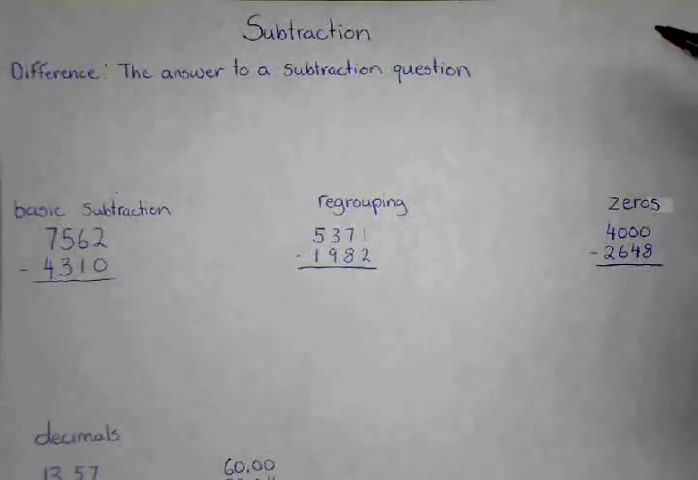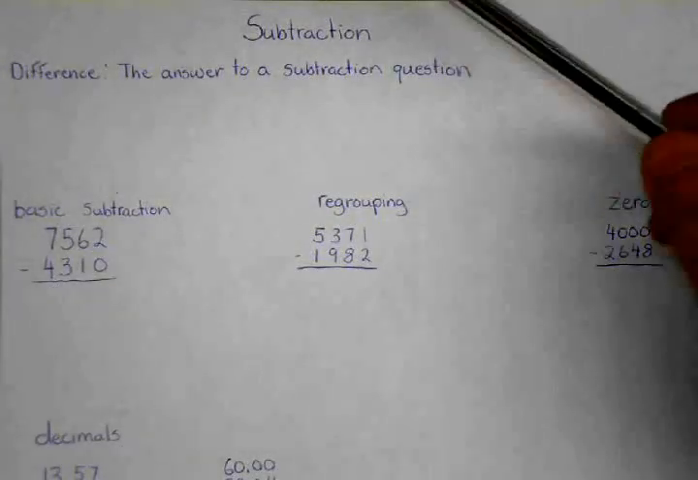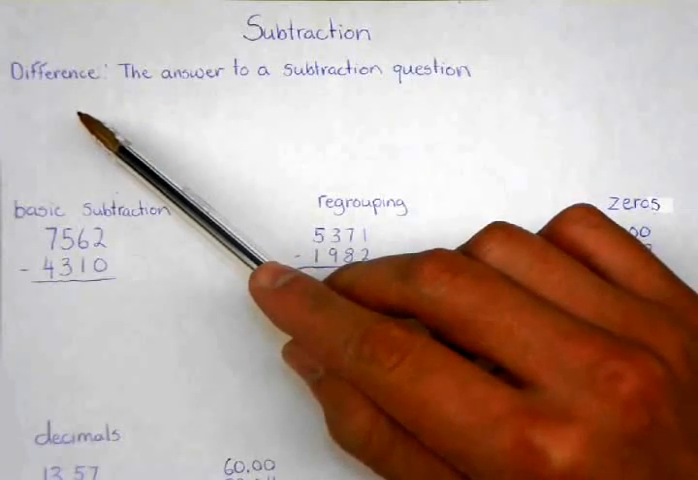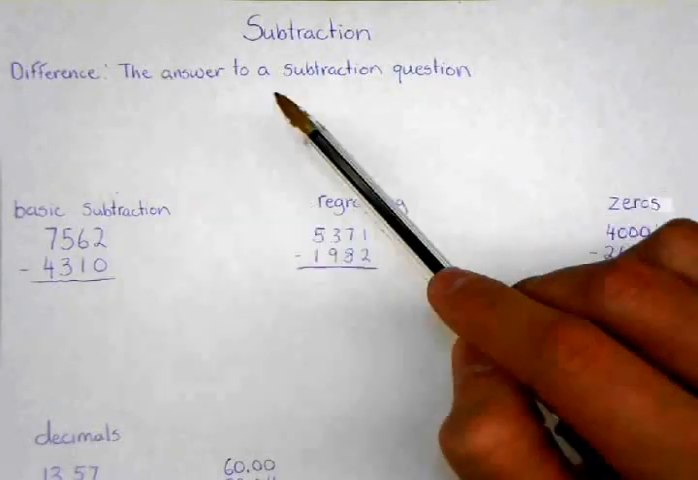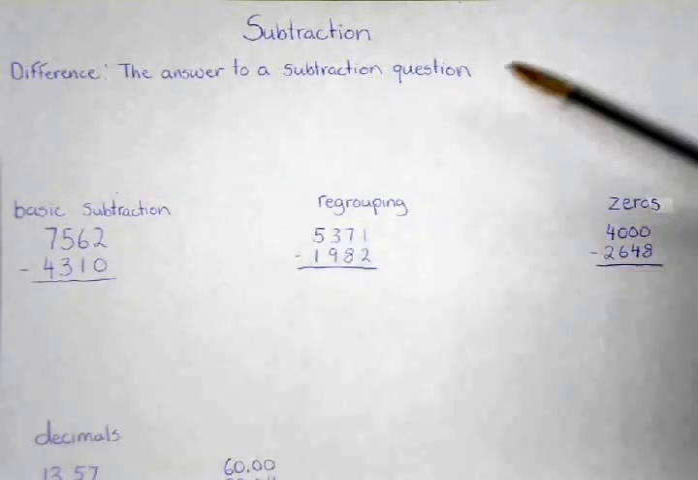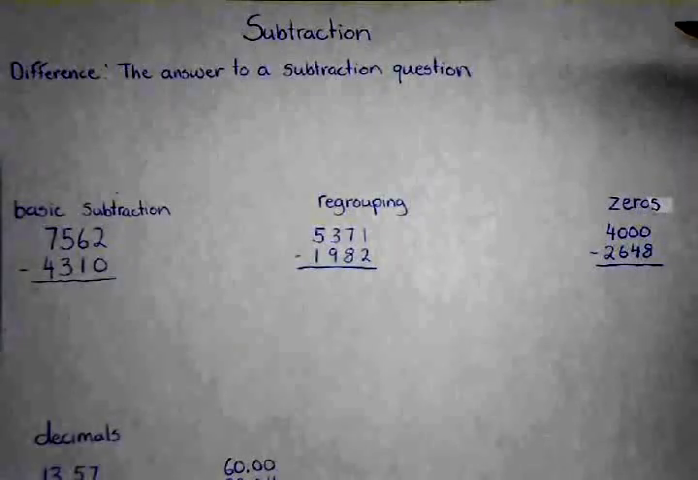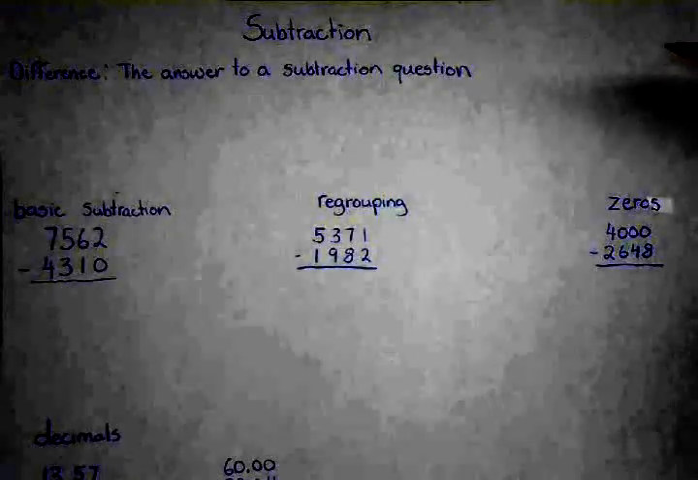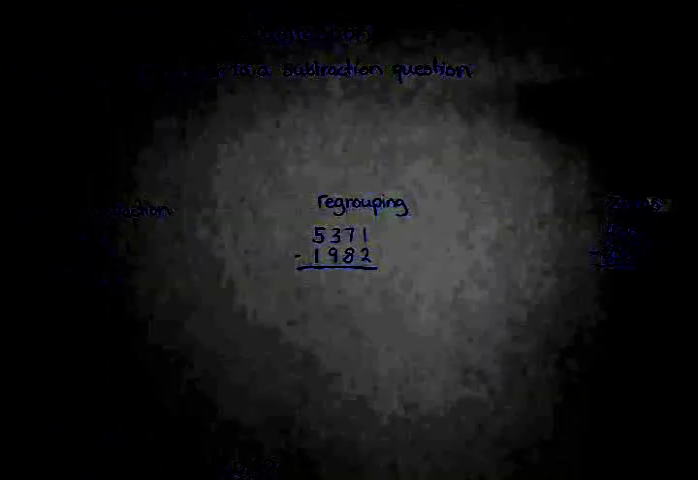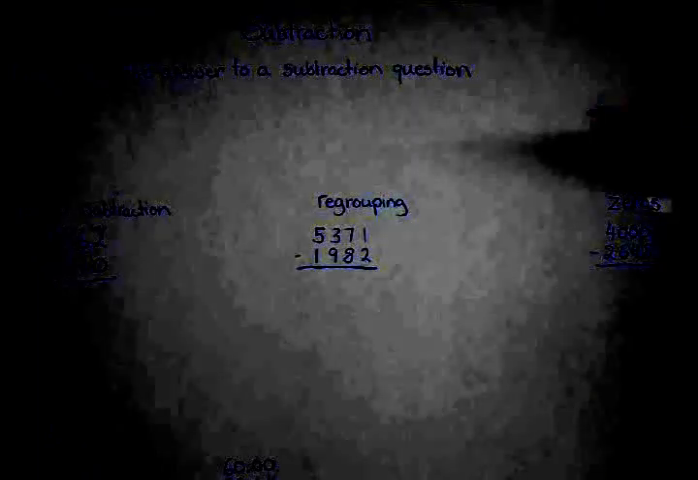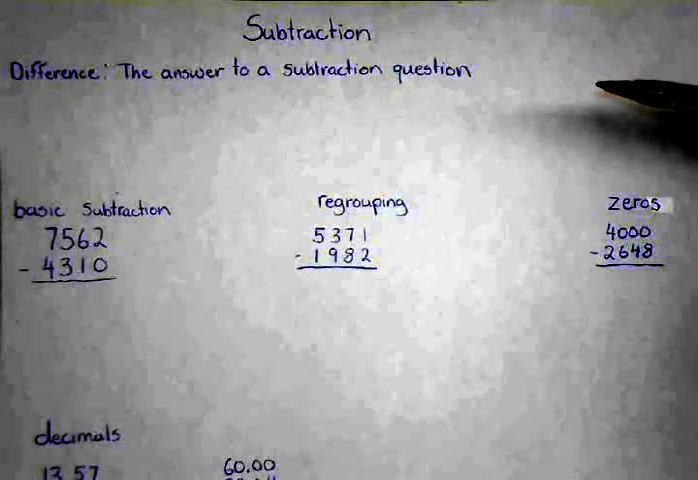So a key term to subtraction is to understand what difference means. Now the difference is the answer to a subtraction question. It is just like sum. Sum is the answer to an addition question, whereas now we're talking about the difference between two numbers, if we really think about the definition of difference.